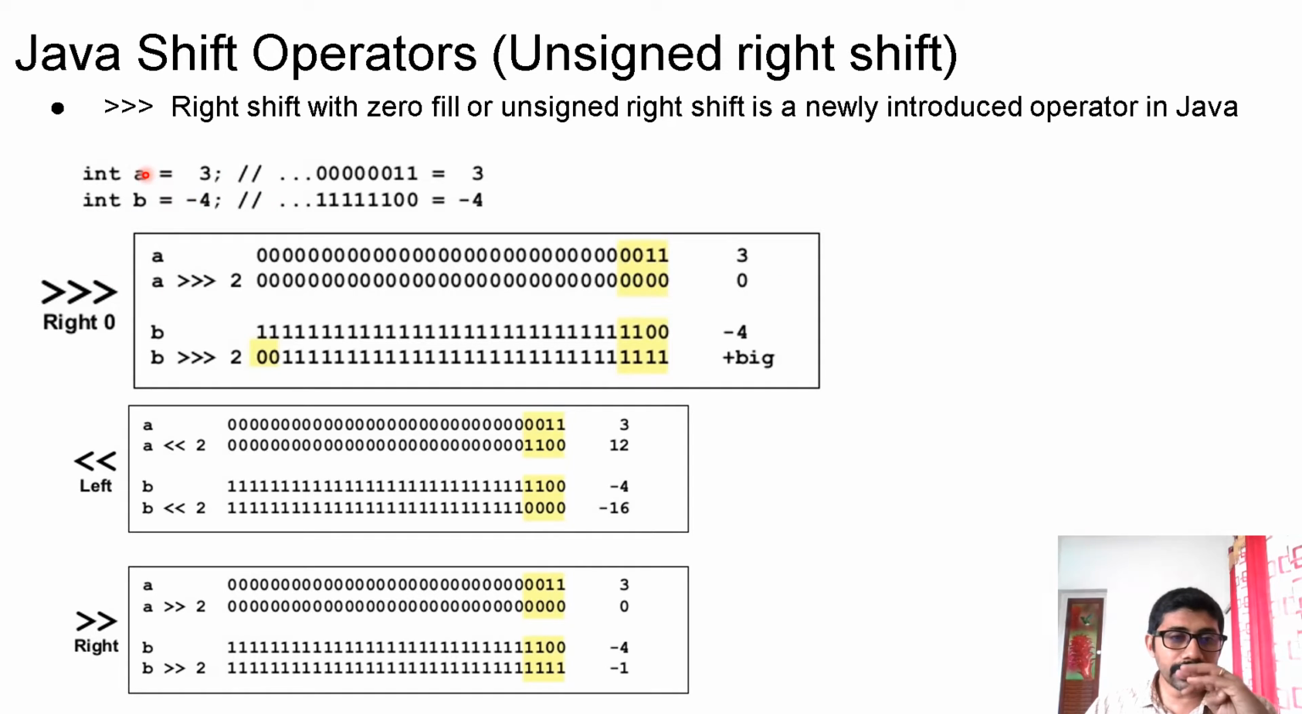Means you are shifting 3 times. Means 2 times. A right shift 2. Now let us consider another example, that is positive b. Variable b is storing -4.